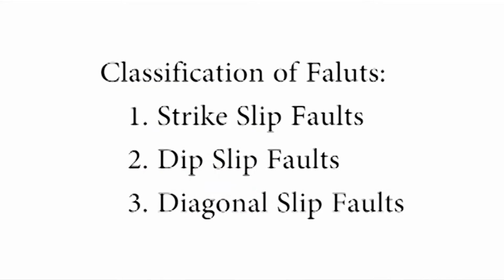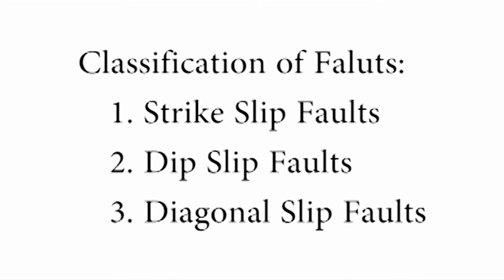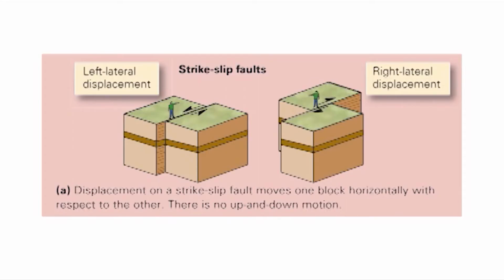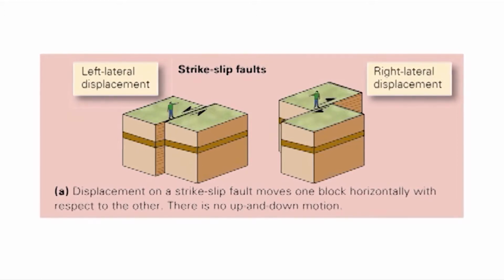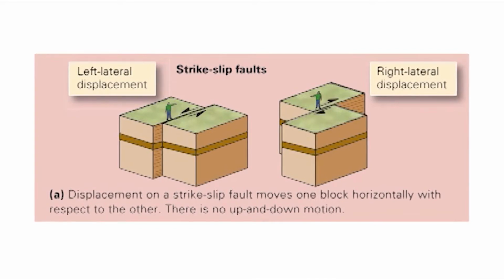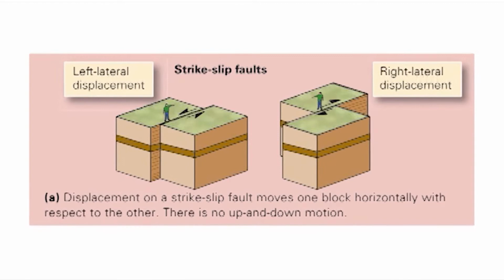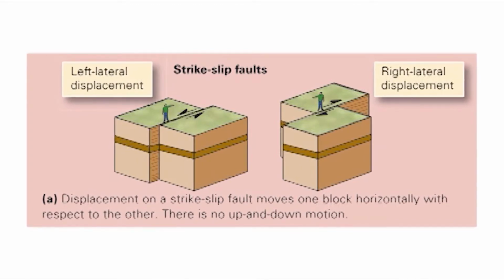So, depending on the different parameters, the first classification of the fault is based on the rake of the net slip. The first type will be called strike slip fault. A strike slip fault is a fault in which the net slip is parallel to the strike of the fault, that is, the strike slip equals the net slip and the dip slip is 0. The rake of the net slip is also 0.